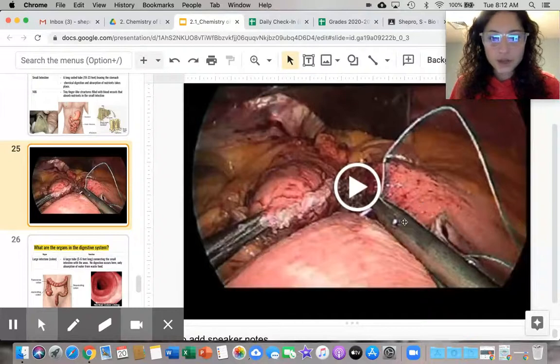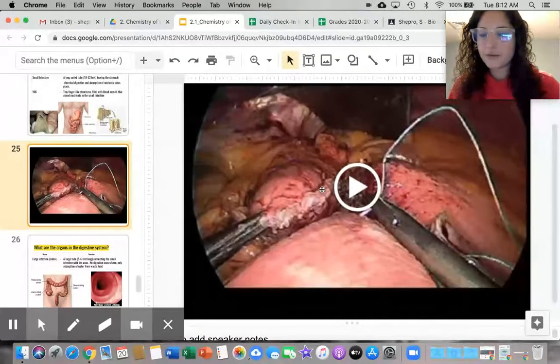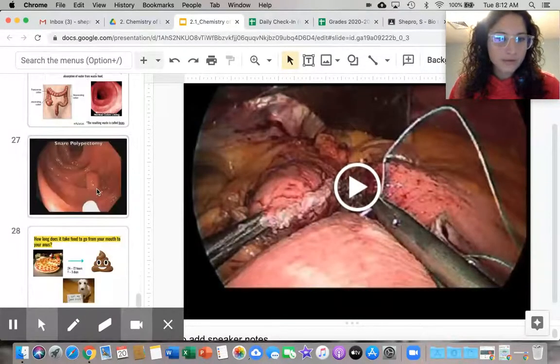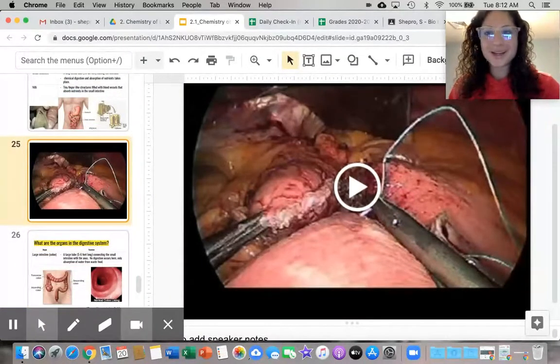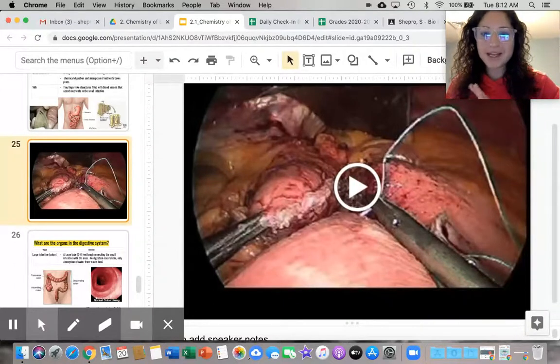But what I'd like to show you is a quick clip from a video of a type of surgery meant for very, very obese people. It's meant to help them lose weight. I'm not saying if this is right or wrong by any means, but it's basically going to give us a really great view of what the digestive system looks like on the inside.